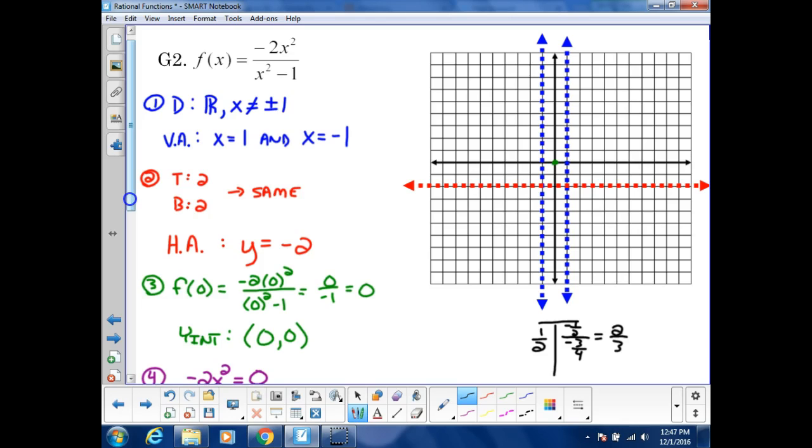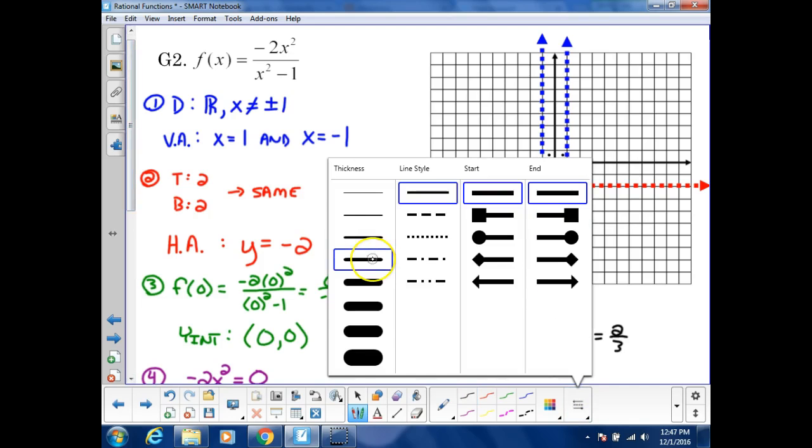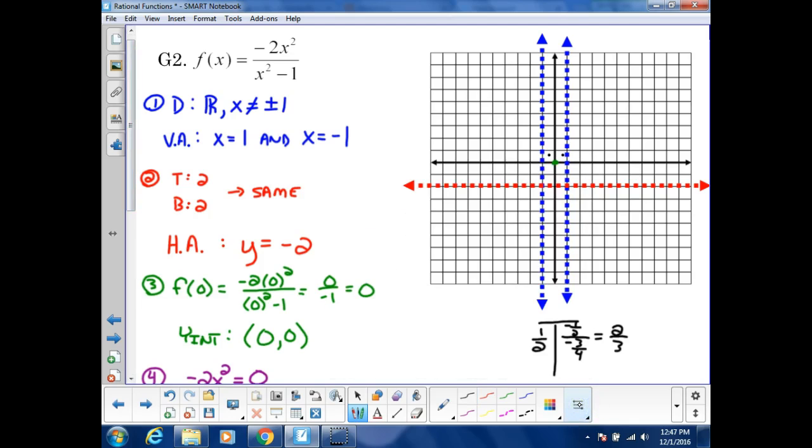Either way, it's above the x-axis, correct? So this function here in the middle is going to look like that. Now I just have to figure out what it's doing on the other sides.